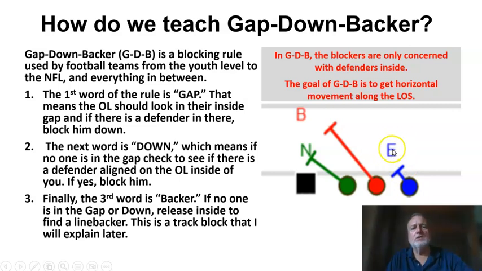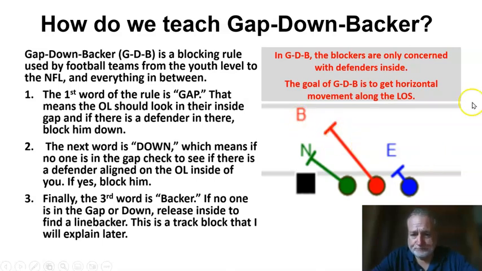Okay? So the first word in the rule is gap. That means the OL should look in their inside gap, and if there's somebody there, boom, they've got him. Okay? For instance, the tackle, his rule's gap down backer. Is anything in the gap? No. Anything down? No. Moves on to backer. And it's usually going to be the Mike or the backside backer. Okay? Unless there's a backer here, it comes flying up, inserting himself.